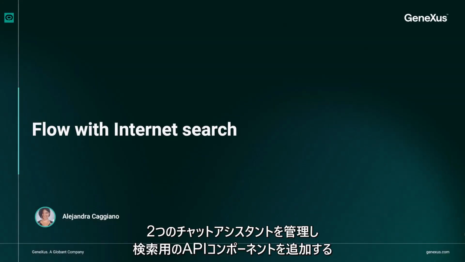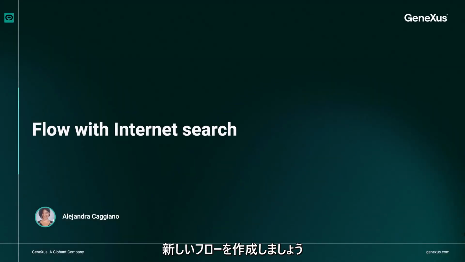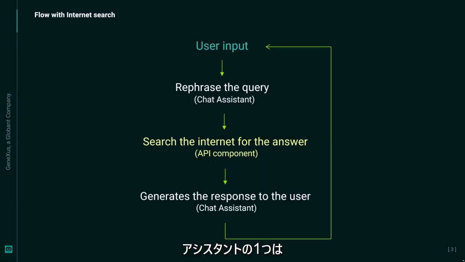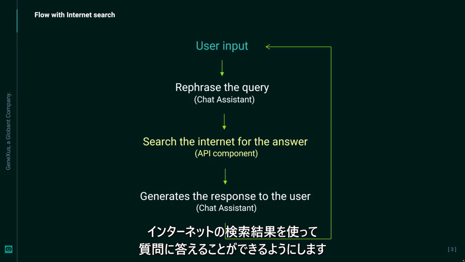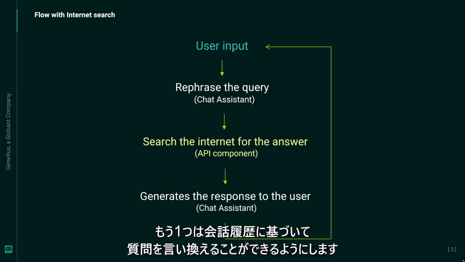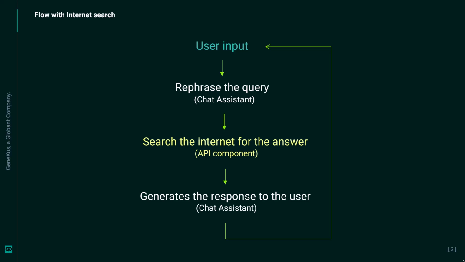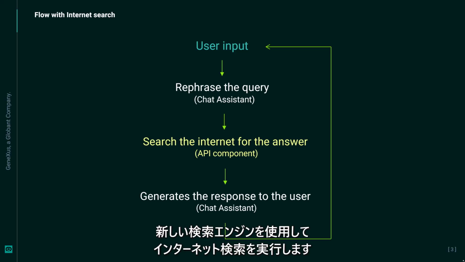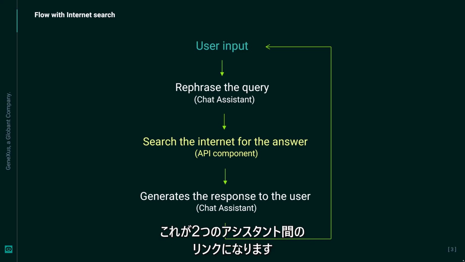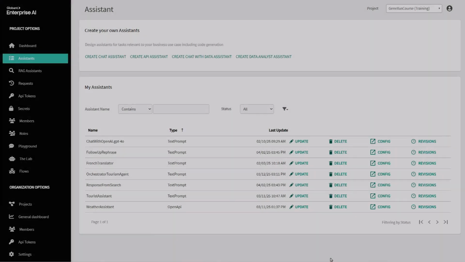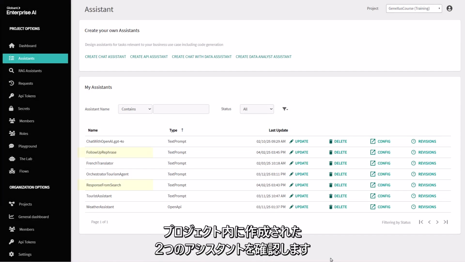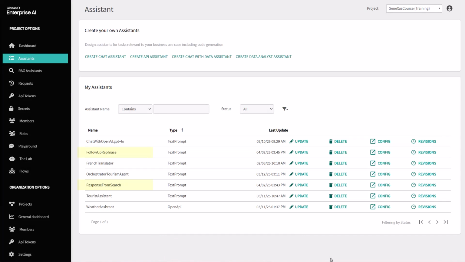Let's create a new flow that manages two chat assistants and includes a search API component. One of the assistants will answer questions through internet search results, and the other will be able to rephrase the questions based on the conversation history, as if they were independent questions. The API component will perform the internet search using a new search engine and will be the link between the two assistants. We access the back office, and in our project we see the two assistants created.